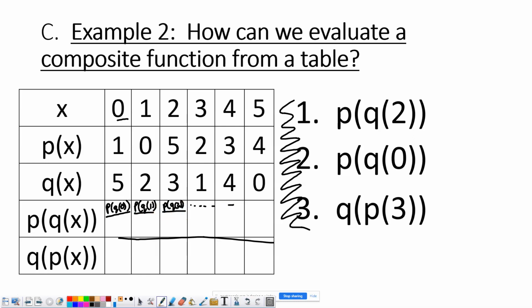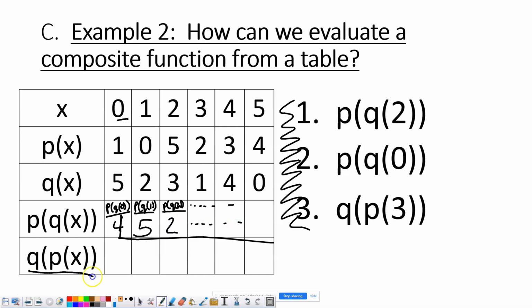Now, don't just write this. You actually have to figure it out. Like we did Q of 0. We did P of Q of 0 earlier. What was it? Q of 0 was 5. And P of 5 was 4. So this is what you would put in the table as 4. P of Q of 1. I think that one was 5. And then P of Q of 2. 2. And so on. So they want you to do that.